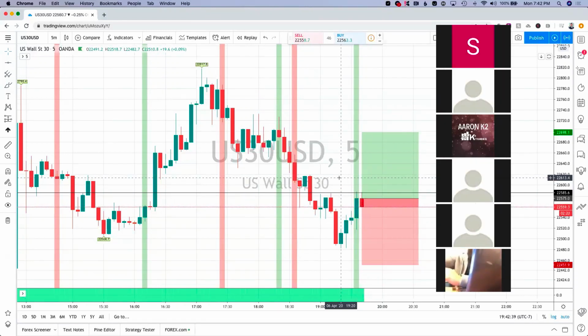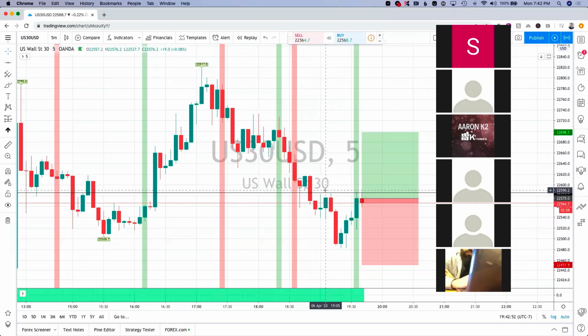And now, waiting game. I already have my stop loss preset to 22590, which is basically right here. So once price moves up, I'm going to automatically just move the stop loss. So now we're just waiting.